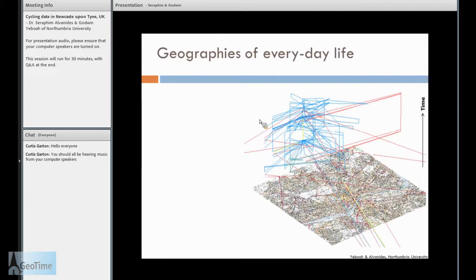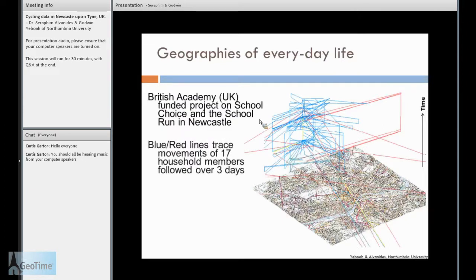So what we did as part of this British Academy funded project was to trace the movements of 17 households, and that was quite a few years ago. So we didn't use GPS devices. We were asking people for postcodes, where they work, where they go to school, or where they live, and we tried to map this information. And then it took me ages, of course, to convert this into some sort of space-time three-dimensional map. And these are the patterns that were shown.